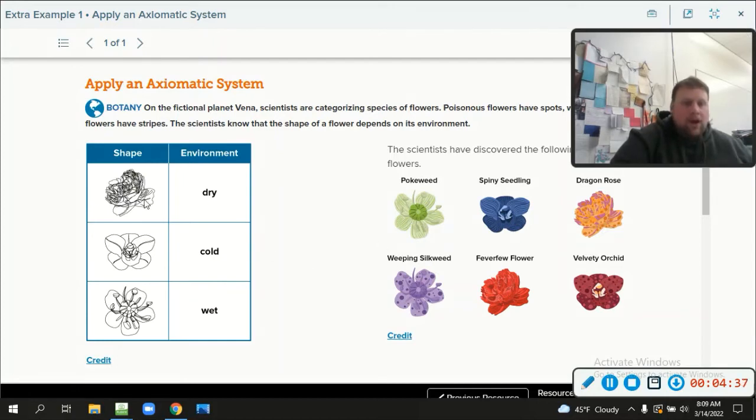But then over here, and this will be on your guided notes as well, we see a little thing telling us this shape of a flower likes a dry environment. So that would be the dragon rose, the feverfew flower. Those like a dry environment. Cold environments look like the spiny seedling or the velvety orchid. And then we have wet environments as the pokeweed and the weeping silkweed. Okay?